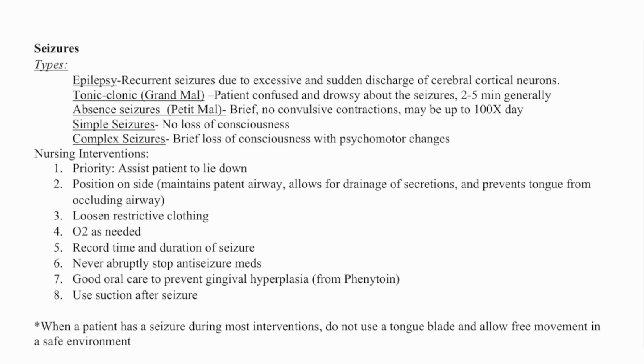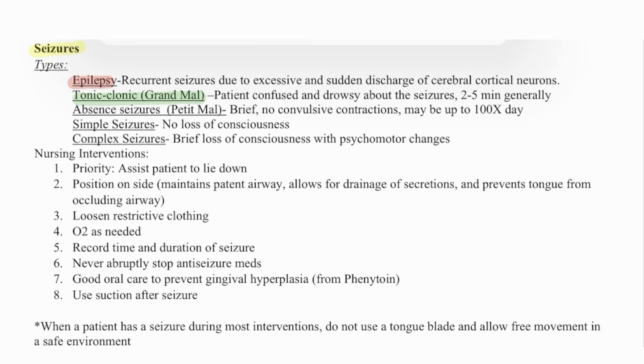All right, let's talk about different types of seizures. So the first type of seizure we're going to talk about is epilepsy. So this is recurrent seizures due to excessive and sudden discharge of cerebral corticoneurons. We then have tonic-clonic grand mal seizures. So the patient is confused and drowsy after the seizure. It's usually 2 to 5 minutes in length.